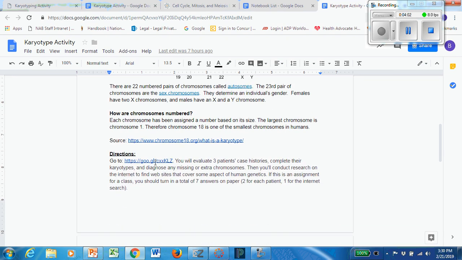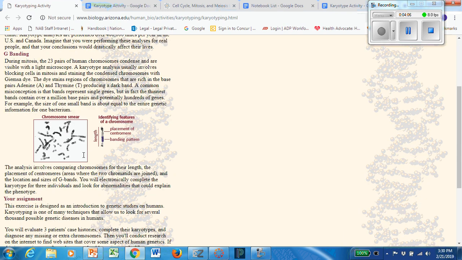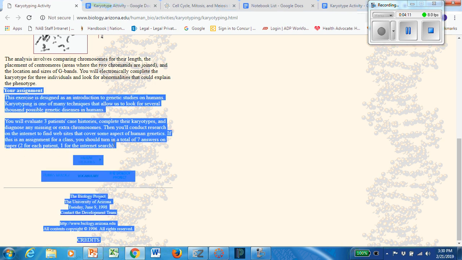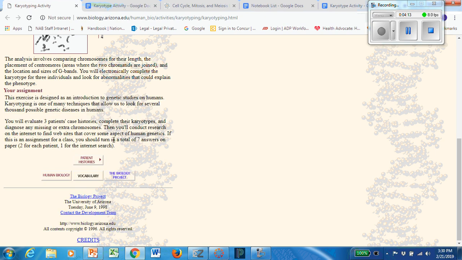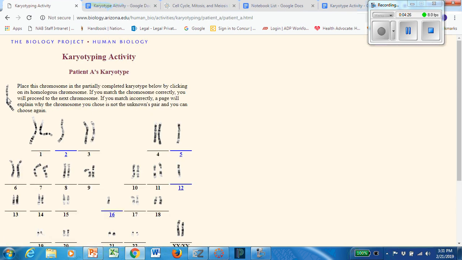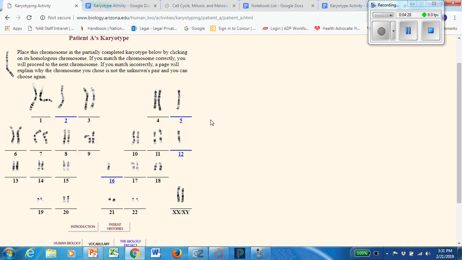The directions are to go to this link, and there are some instructions. These instructions, your assignment, are copied and pasted right on the document. You're looking at patients A, B, and C, and with each patient, you'll be filling in the chromosomes and then diagnosing them. If I click on patient A, I first need to figure out where this chromosome goes. I have multiple options here: it's either 2, 5, 12, or 16.